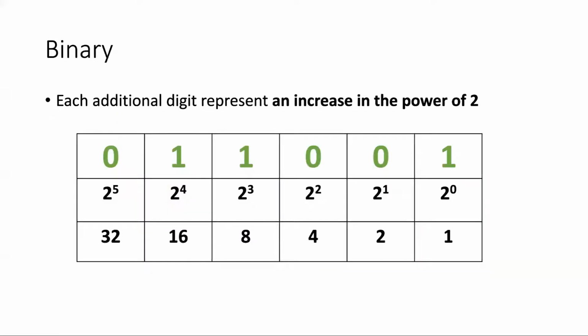So in the binary system, each additional digit that we add increases the power of 2.